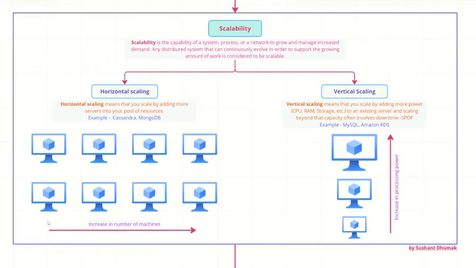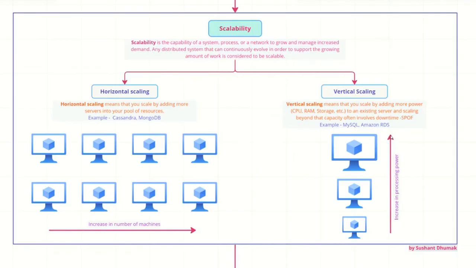That is called vertical scaling. It's a single machine, but you are increasing the processing power. The same machine, a single machine, but you are increasing the power used by that machine. So it's just a single server. Again, the problem in this case is that this will be a single point of failure. If any of the hardware in this machine goes down, then there will be downtime.